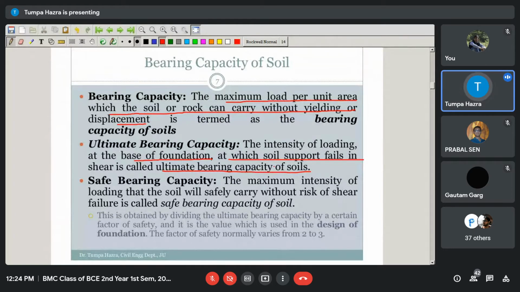If you divide the ultimate bearing capacity by some factor of safety, then you will find the safe bearing capacity of the soil. And the factor of safety that we normally use during the design of foundation is around 2 to 3. So do you get what is the bearing capacity of soil? All these things you will read again in detail in the soil mechanics class as well as the design of foundation class.